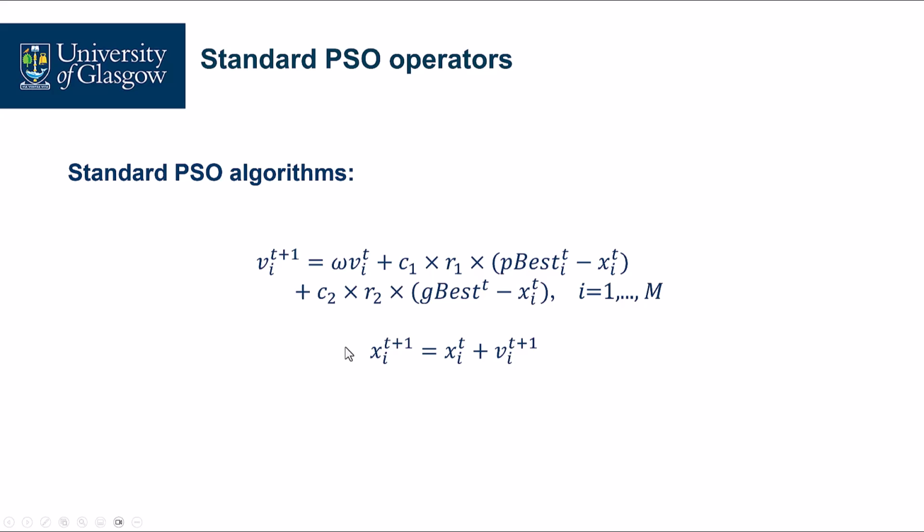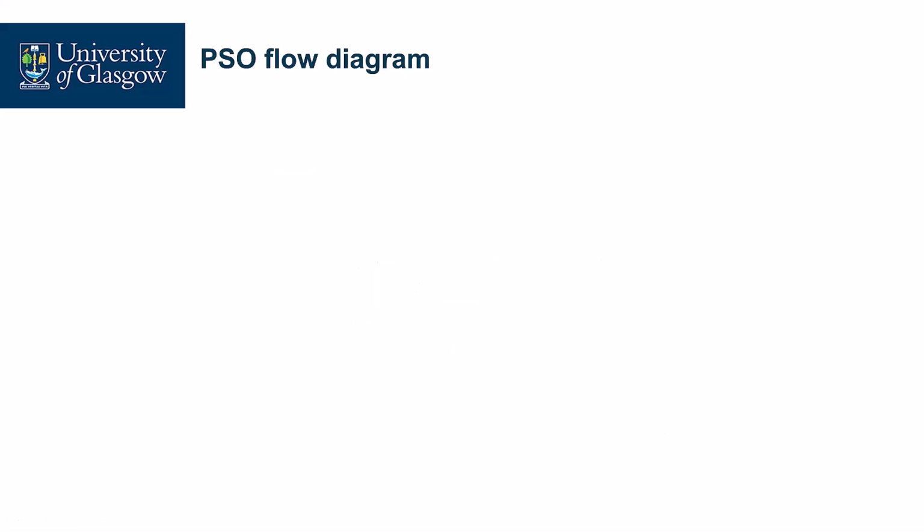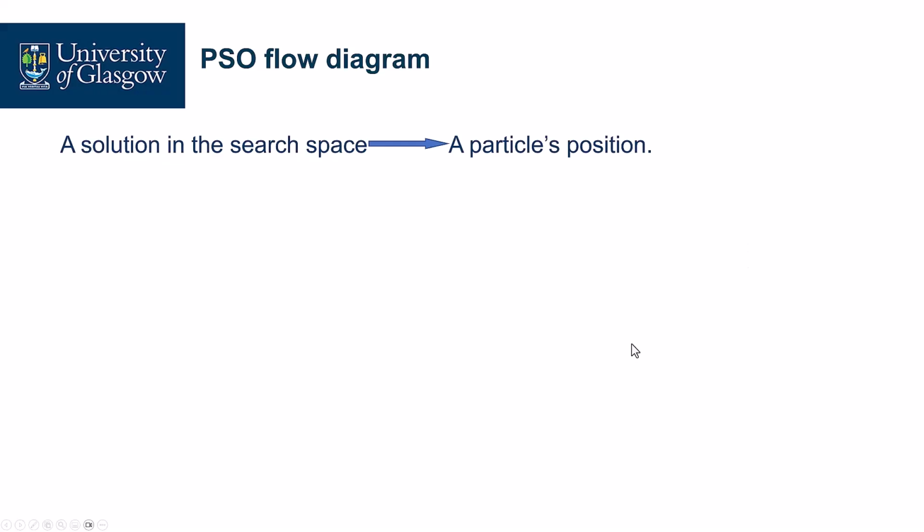So this becomes the update of v^(t+1) now. And we use this one as the standard PSO algorithm. And here is the formula. Then, after knowing this, the key step, we can summarize the PSO workflow. The flow diagram is here. First, we know that one solution in the search space now is a particle, right? And its position is a solution.